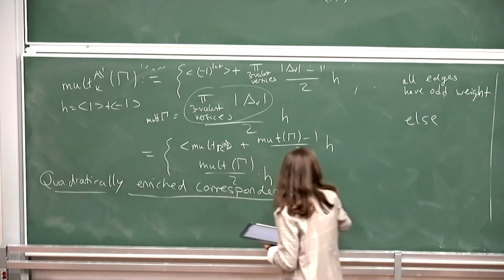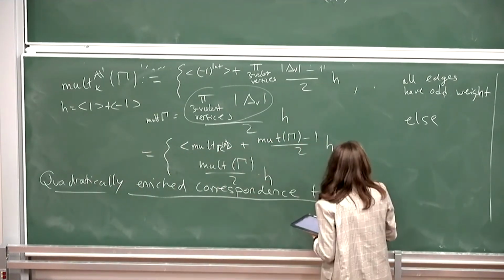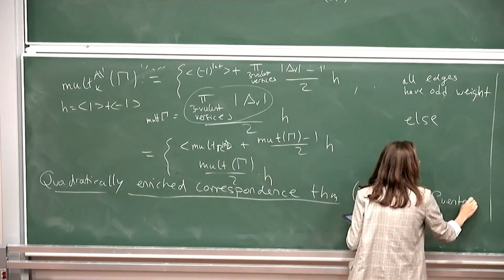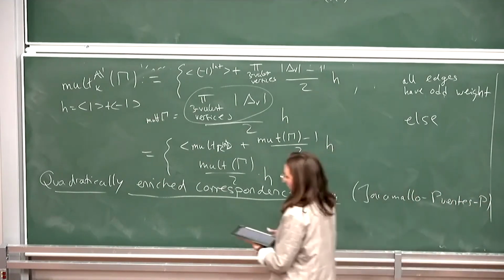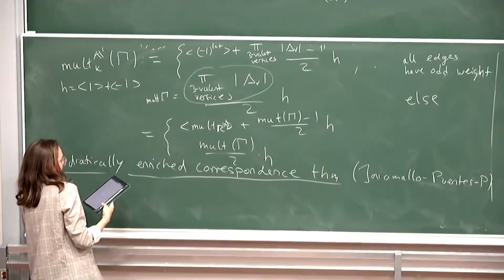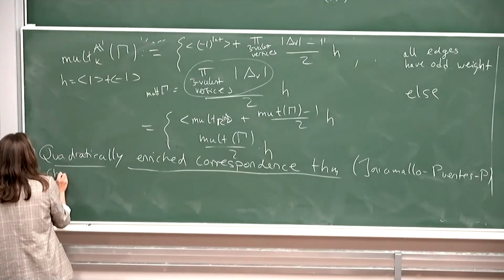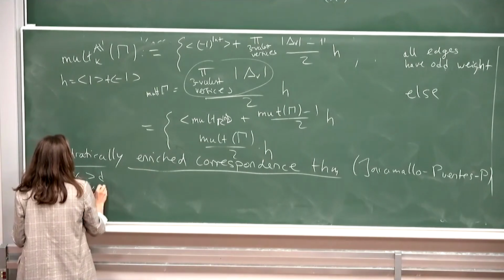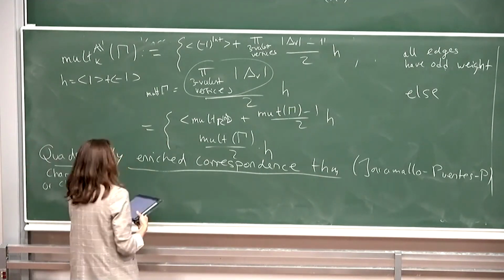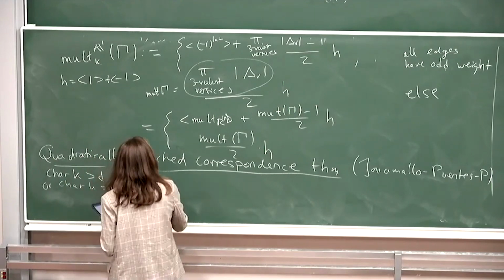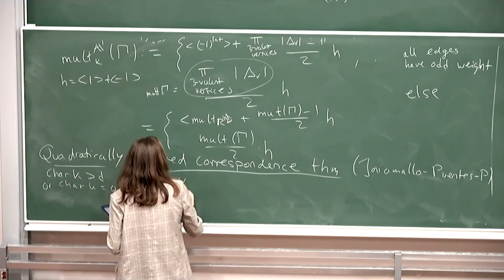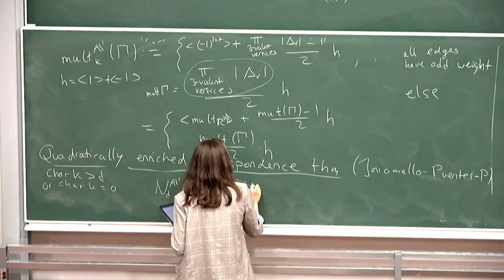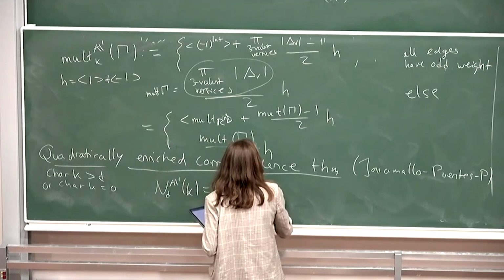So this is joint with Andrés. And this one says that here we need either that the characteristic of k is bigger than the degree, or the characteristic of k is 0. And then this nd A1 of k equals nd A1 trop of k. And this is exactly what it should be.